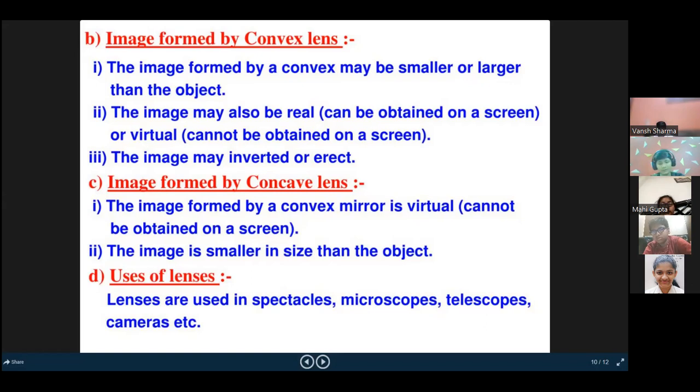Okay. Next. Uses of lenses. Lenses are used in spectacles, microscopes, telescopes, cameras, etc. Okay. I hope it is clear where we are using the lenses. Next, beta.